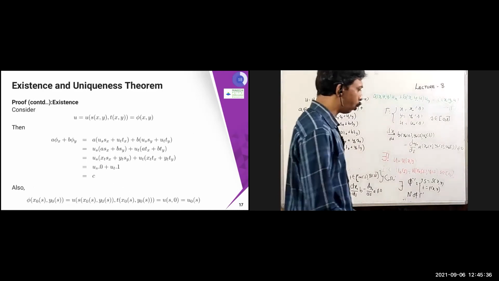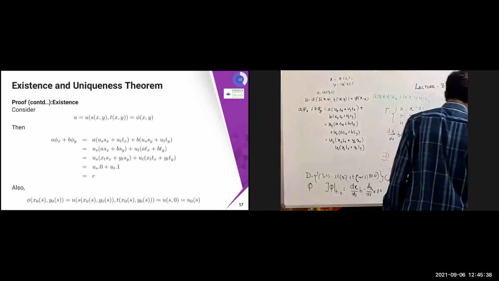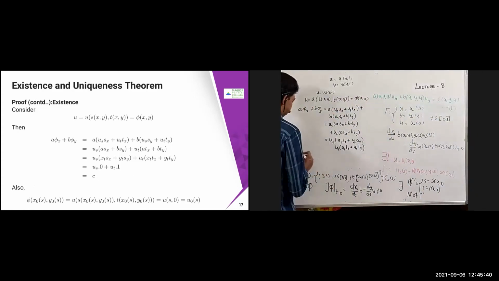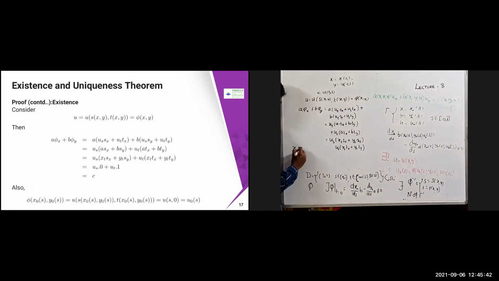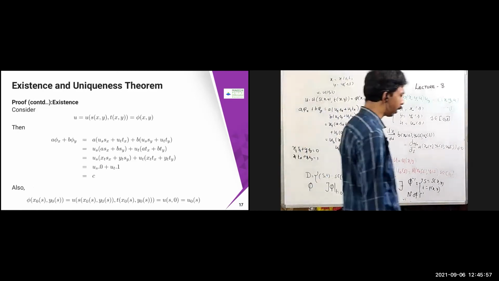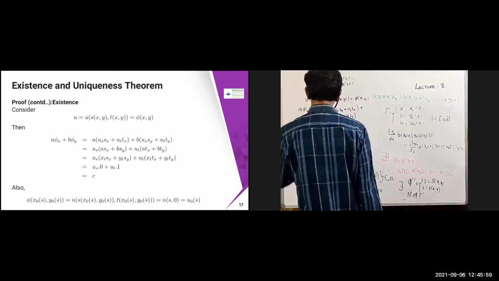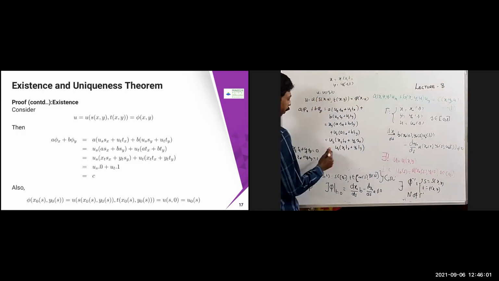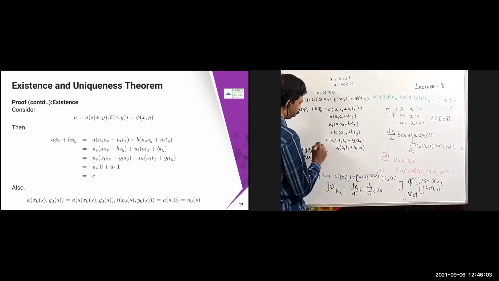Now I leave it to you as an exercise. What you have to prove is that x_t into x_s plus y_t into y_s equals 0. This one you have to prove. Then the second part is that x_t into x_t plus y_t into y_t equals 1. So this part I will leave to you as an exercise. Check it.